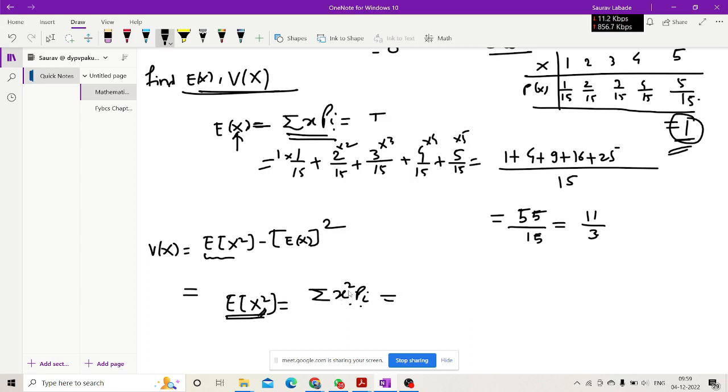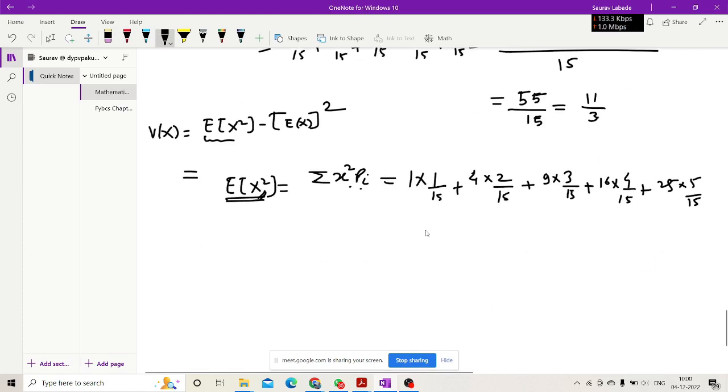x square. So what we are doing, we are firstly taking the square of the x, right? So the first term will be what? 1 into 1 by 15. Second term will be what? Square of x: 4 into 2 by 15. Right. Third will be 9 into 3 by 15. 16 into 4 by 15 plus 25 into 5 by 15.